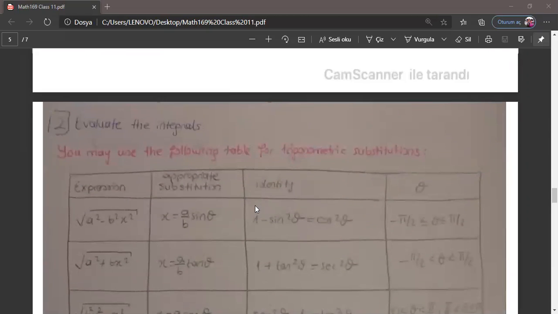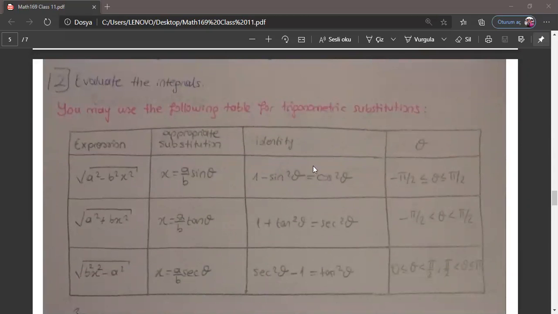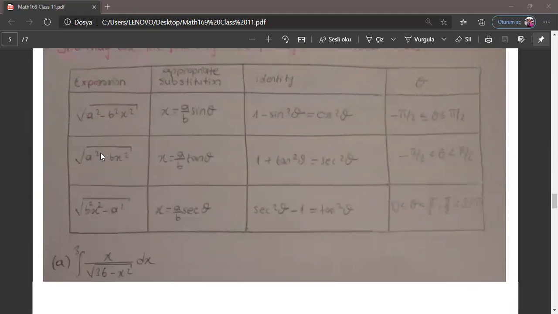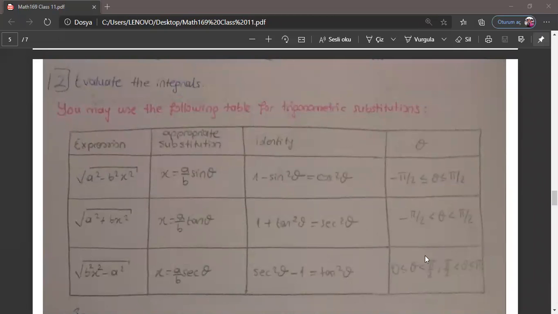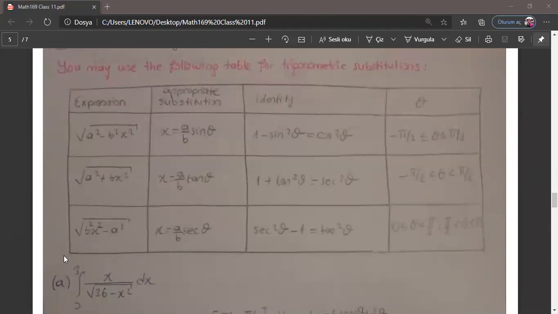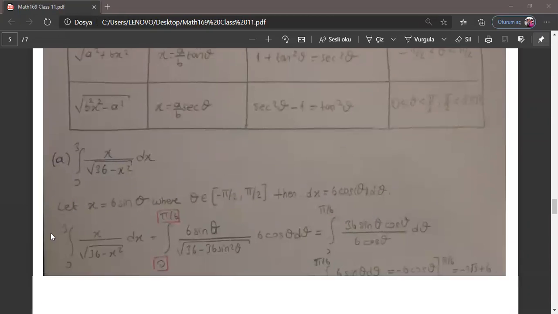Okay, and sorry about the light of the page. So we will evaluate the given integrals, but before that, here is a table for trigonometric substitutions. You may use them. Okay, we will come back there, so don't worry.